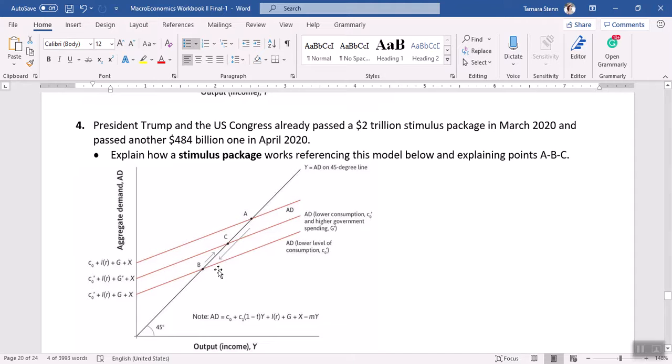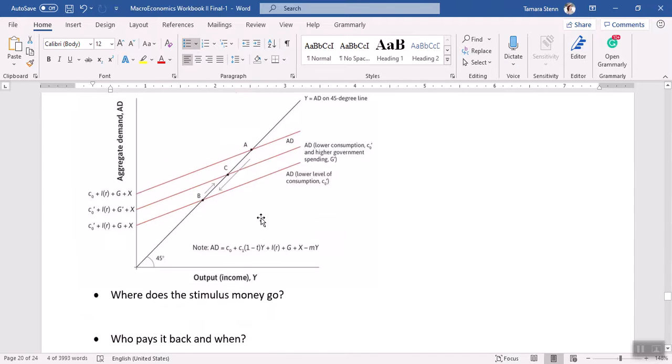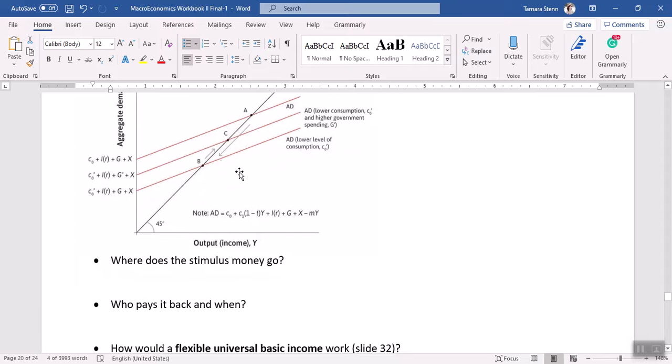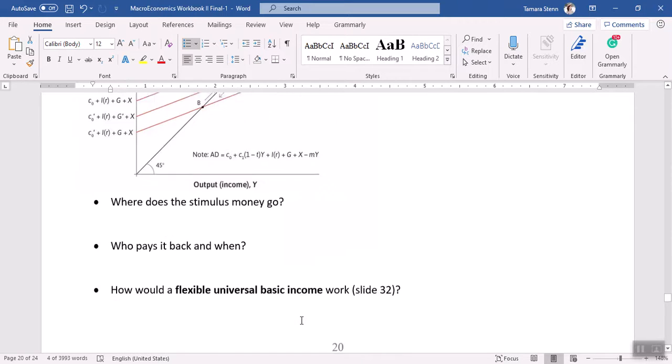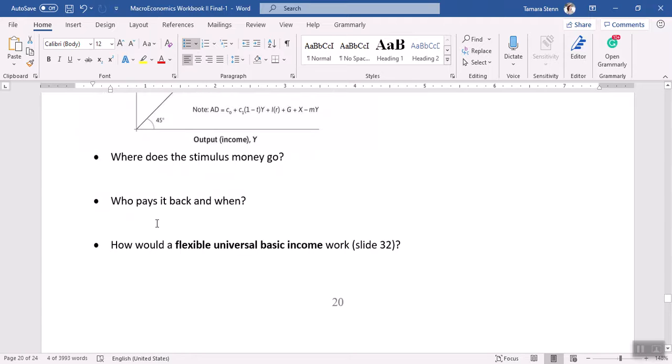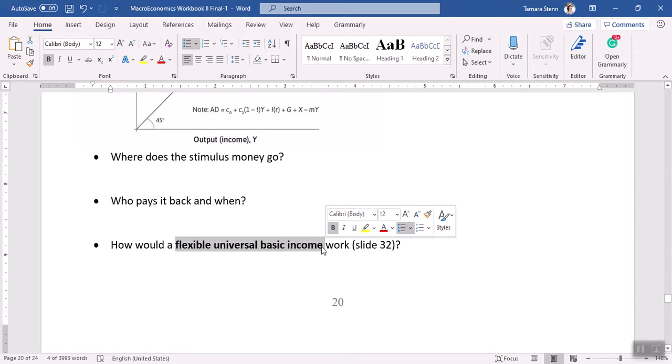So we went from A to B, and now the government did a $1.5 trillion stimulus to try to get things up to C. So talk about it. Using this model, tell me, where does the stimulus money go? Who pays it back and when? So how is this working? And how would a flexible universal basic income work? All right, from slide 32.